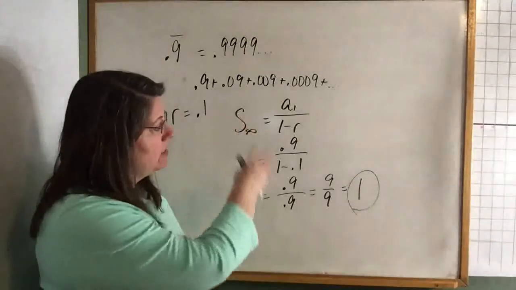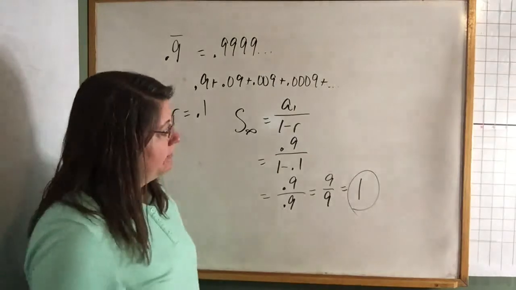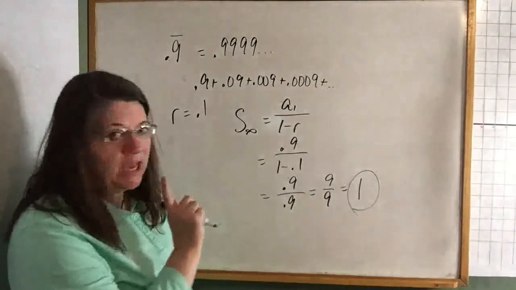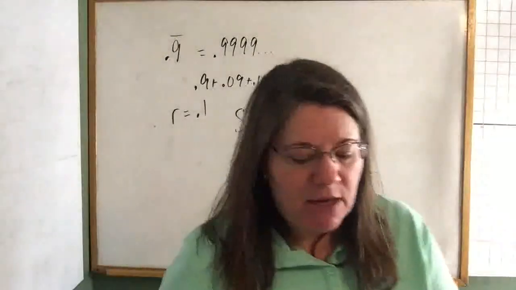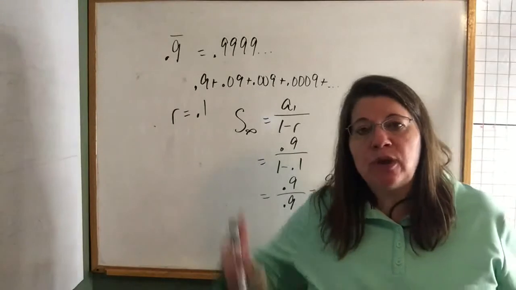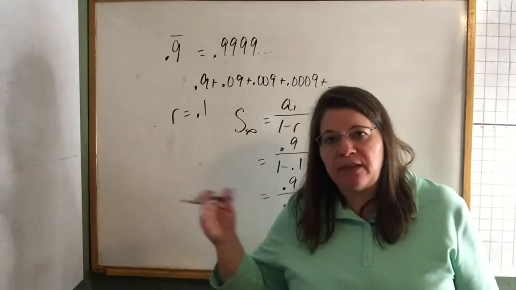So that's just an interesting thing that might show up at some point. If you're ever asked to prove that 0.9 repeating and 1 are the same thing, there you go. It's infinite series. We're also going to have some word problems dealing with infinite series. So I'm going to go into the notebook now and do a few word problems with you, and we'll see how these are very similar.